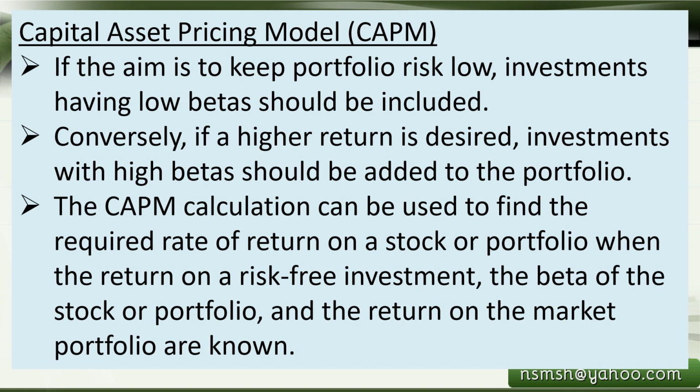If the aim is to keep portfolio risk low, investments having low betas should be included. Conversely, if a higher return is desired, investments with high betas should be added to the portfolio. The capital asset pricing model calculation can be used to find the required rate of return on a stock or portfolio when the return on a risk-free investment, the beta of the stock or portfolio, and the return on the market portfolio are known. With this information, we can attempt some questions also, so that we can better understand this.